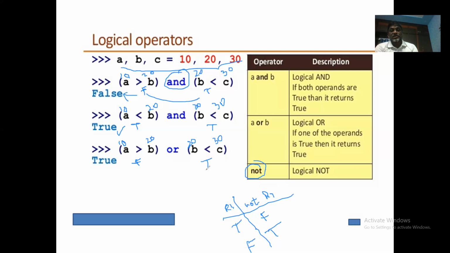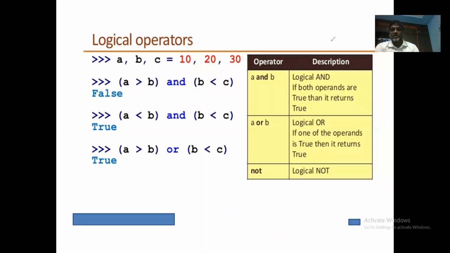So we know that false or true returns true. Why? Logical OR operation returns true if at least one of the operands is true. And here we have one true. Therefore, the result is going to be true for this operation. So that is how the logical operators are used in Python programs. Three logical operators we have discussed.